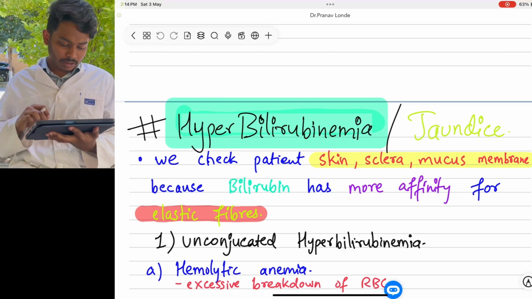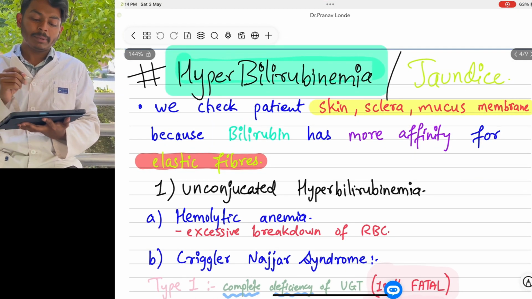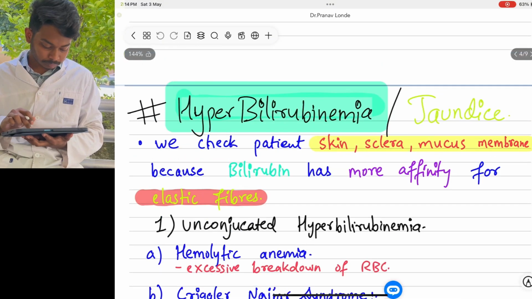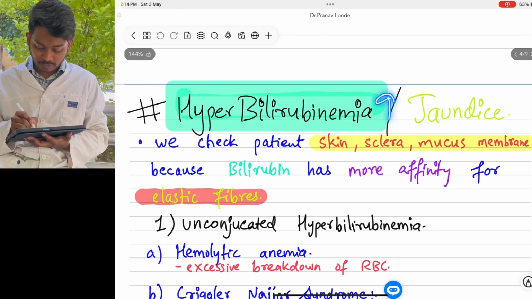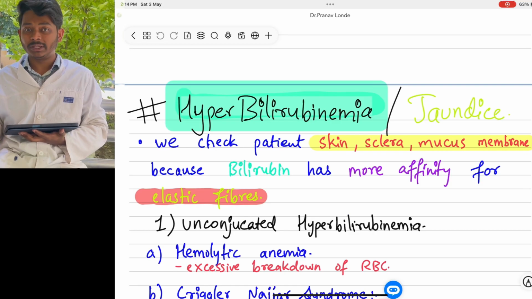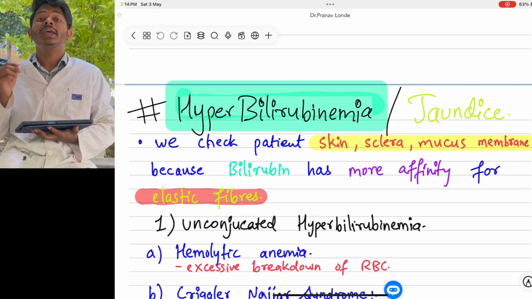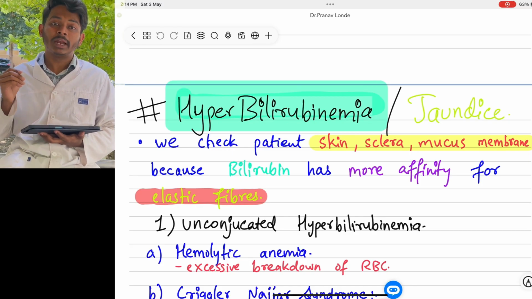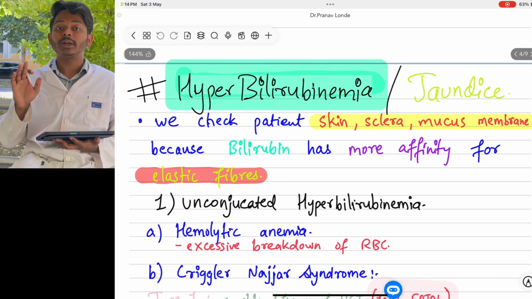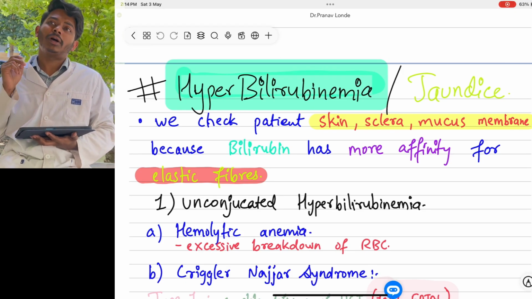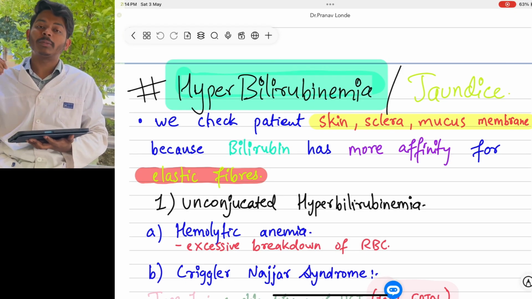Now we will be talking about hyperbilirubinemia. What is hyperbilirubinemia? Hyper means we can see elevated levels of what? Bilirubin. So hyperbilirubinemia means increased level of bilirubin in our body. But these are of two types. First is unconjugated and second is conjugated. So unconjugated, we will talk about this first.